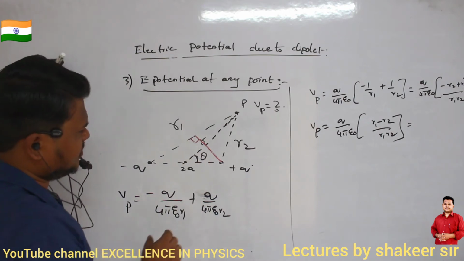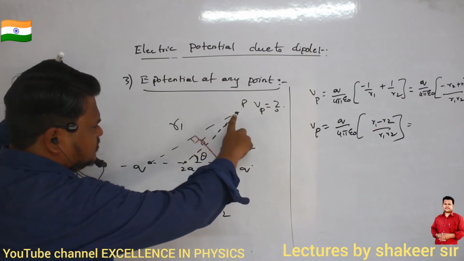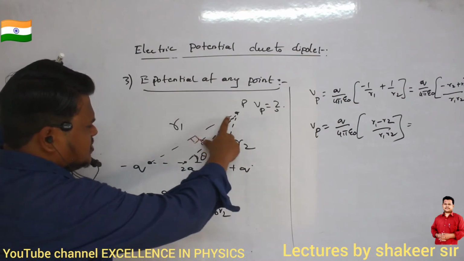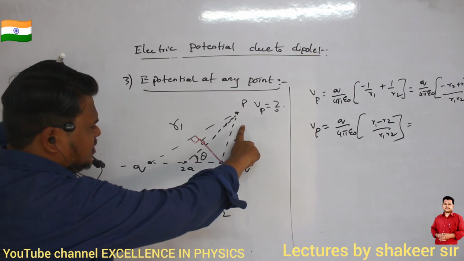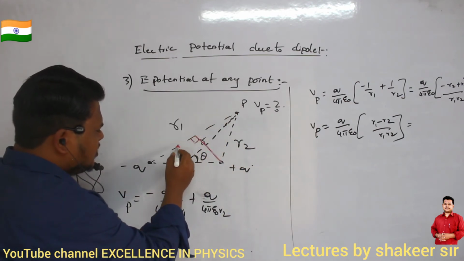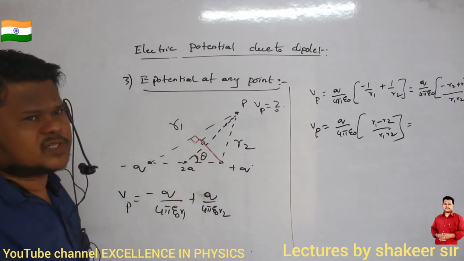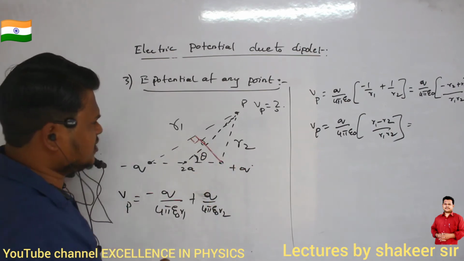So if I draw a perpendicular, this distance and this distance, they will be equal, no? Clear, no, ma? Definitely they will be equal. Are you able to understand? Then what is this extra line? This is the difference between R1 minus R2. That's all, no? Are you able to understand, all of you?